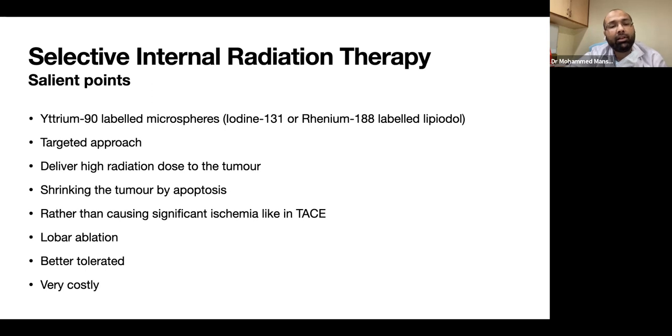by the process of apoptosis. And if you compare SIRT with transarterial chemoembolization, here the maximum shrinkage of tumor occurs as a result of embolic effect, which causes ischemia. Whereas in SIRT or TARE, it is the radiation that causes the shrinkage of tumor and not the embolization. And we can use SIRT for lobar ablation also. Later we'll come to know what lobar ablation means. And this is better tolerated compared to TACE with lesser side effects. And the only drawback here is it's very costly.